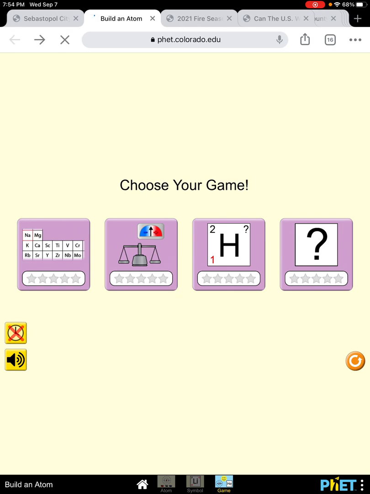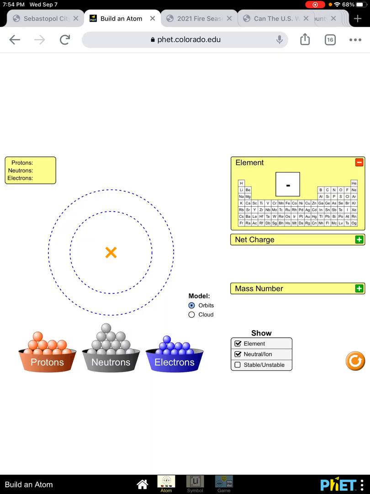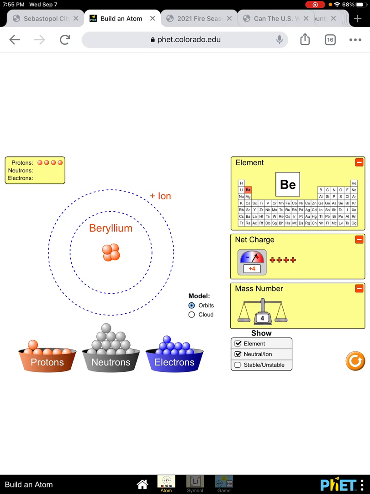We need to, whoa, what happened there? Sorry, I pressed something. Okay, bear with me. Here we go. Okay, so let's do that again. We're going to drag in 1, 2, 3 protons, and that's lithium. We need 1 more, 4 for beryllium. Let's also open up this net charge and mass number.